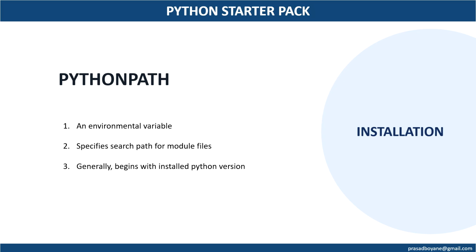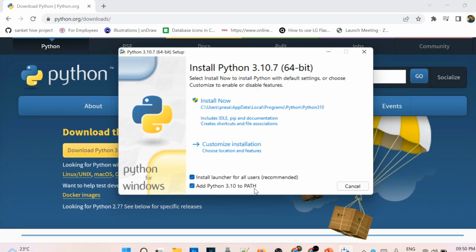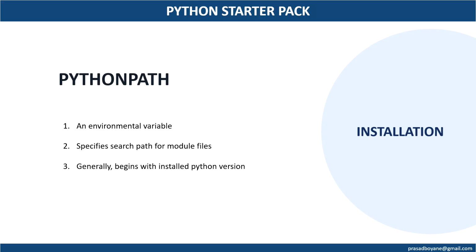Now let's talk about Python path. We have checked the box to add Python to the path. So what is Python path? Python path is basically an environment variable which you can set to let your system know where to find Python and its dependent modules or packages, right?